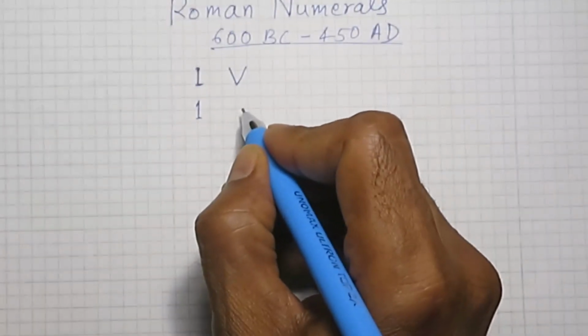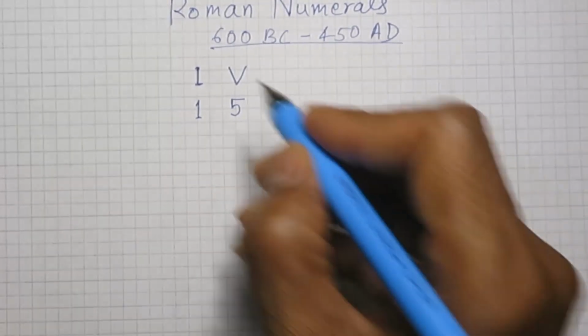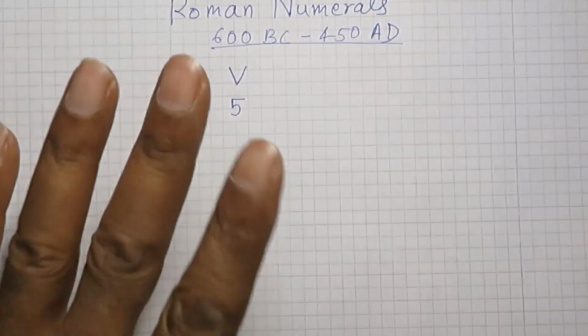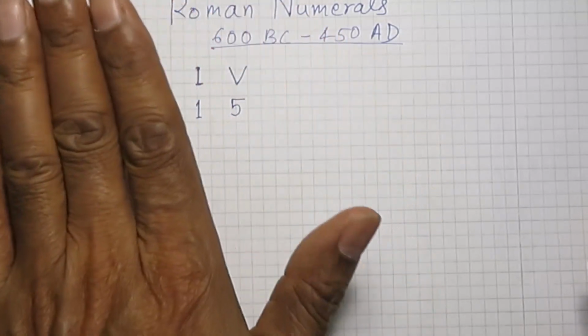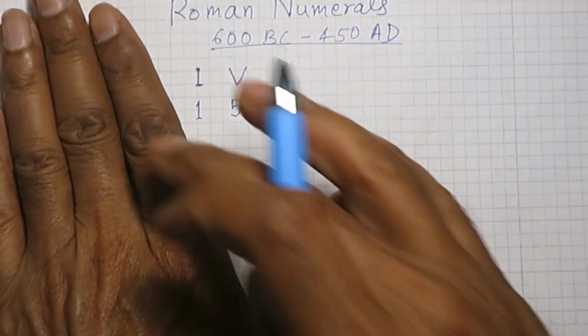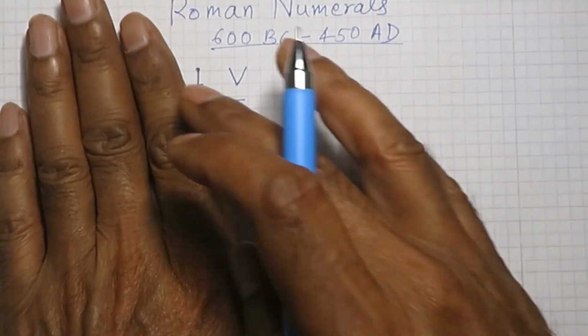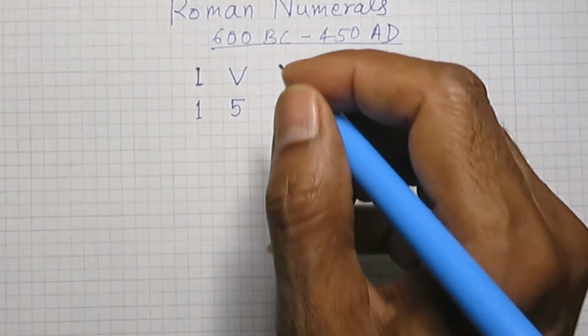This kind of V symbol was for 5. So they used the V symbol for writing 5. It's almost saying 1, 2, 3, 4, 5. So when we have got 5, it is V. That means we have finished counting 5 numbers. This is V.